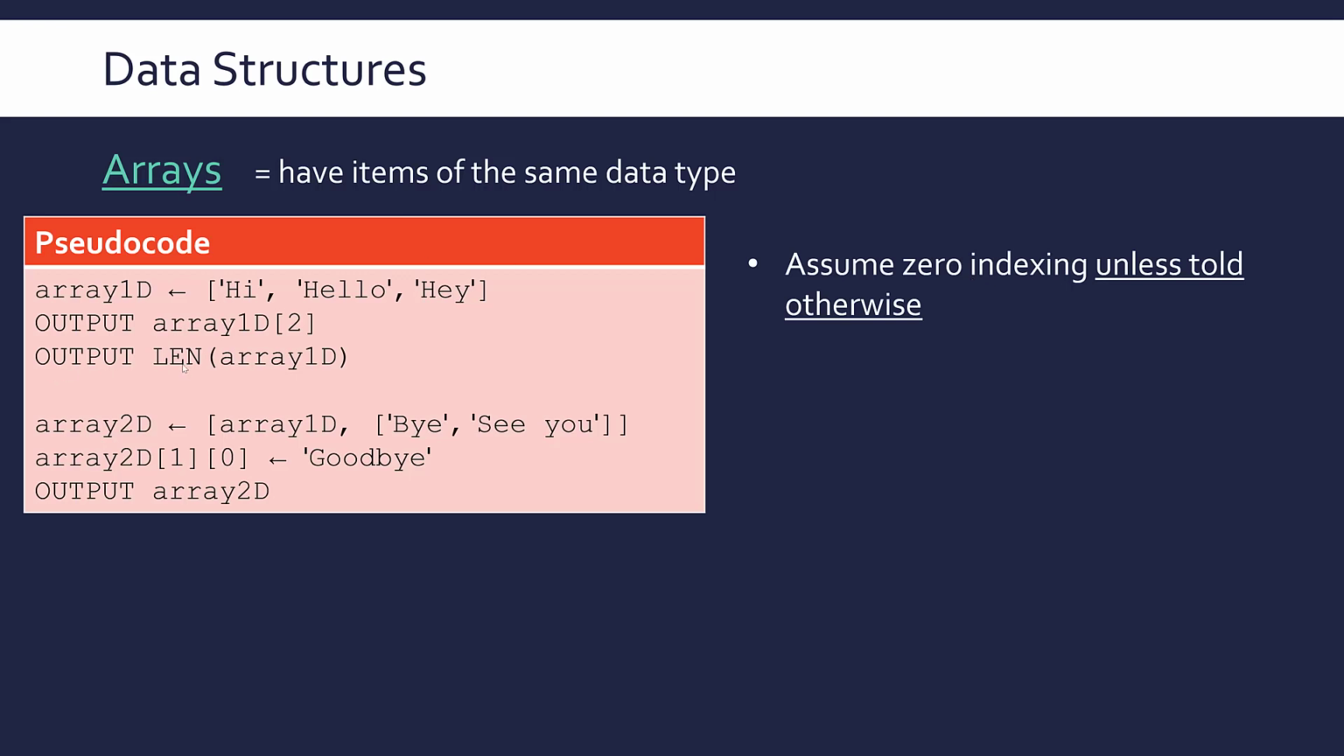That third line, output len(array1d), len will just find how long the list is, how long the array is, how many items it has. So here this is 3. Now the second half of this pseudocode is where I'm getting 2D arrays.